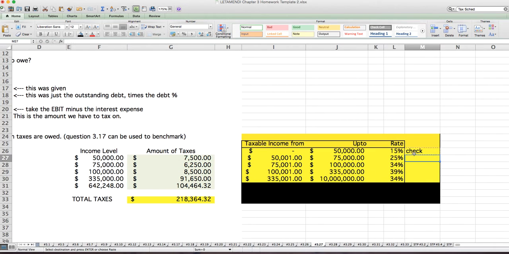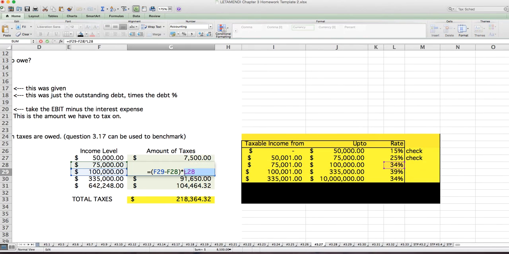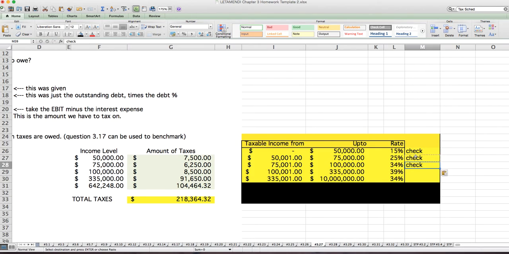So now we got 2 levels done. The next range is from $75,001 through 100,000. That's going to be 34% tax. To calculate it, we do 100,000 minus 75,000, which is 25,000 also, times the rate for that range, 34%. So that's 8,500, and that's check.